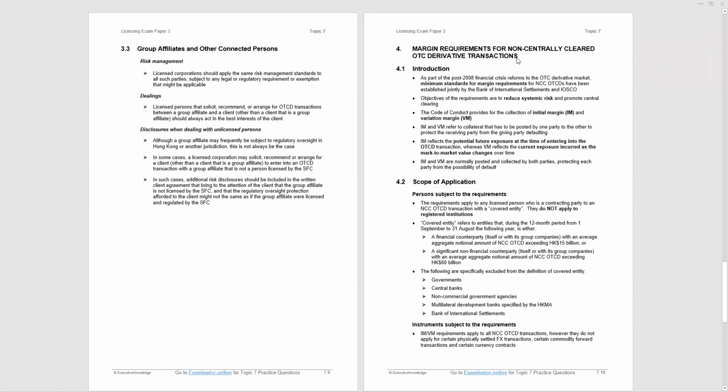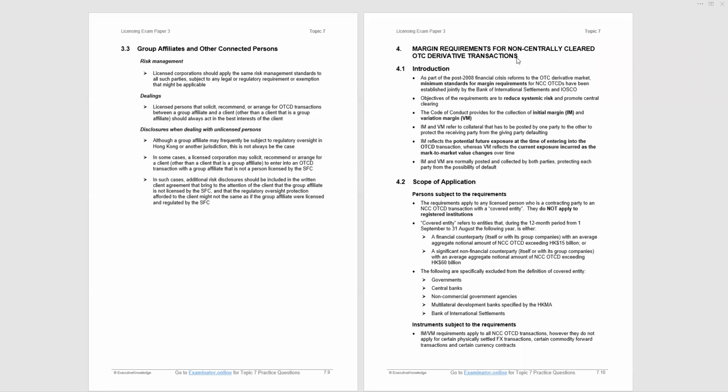And then the second area under the conduct requirements, group affiliates and other connected persons. They're looking at risk management, dealings, and disclosure when dealing with unlicensed person. And it's the last part and the last bullet point and the last part that I'm going to highlight. Otherwise, I just don't see this being covered much. Disclosures when dealing with unlicensed persons.